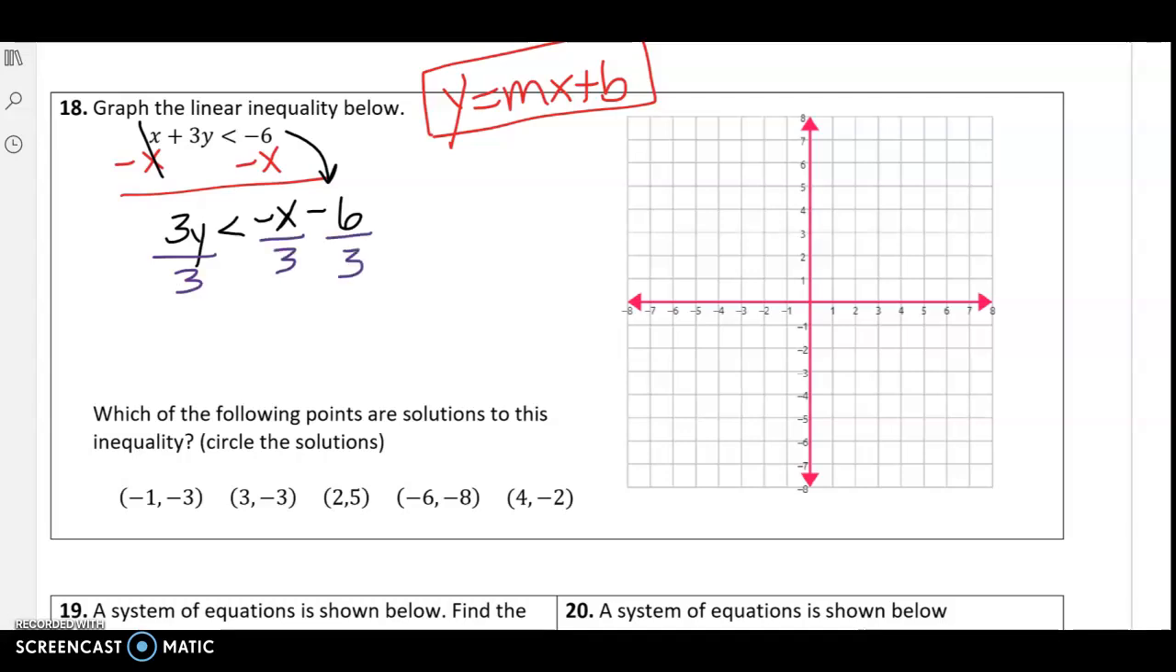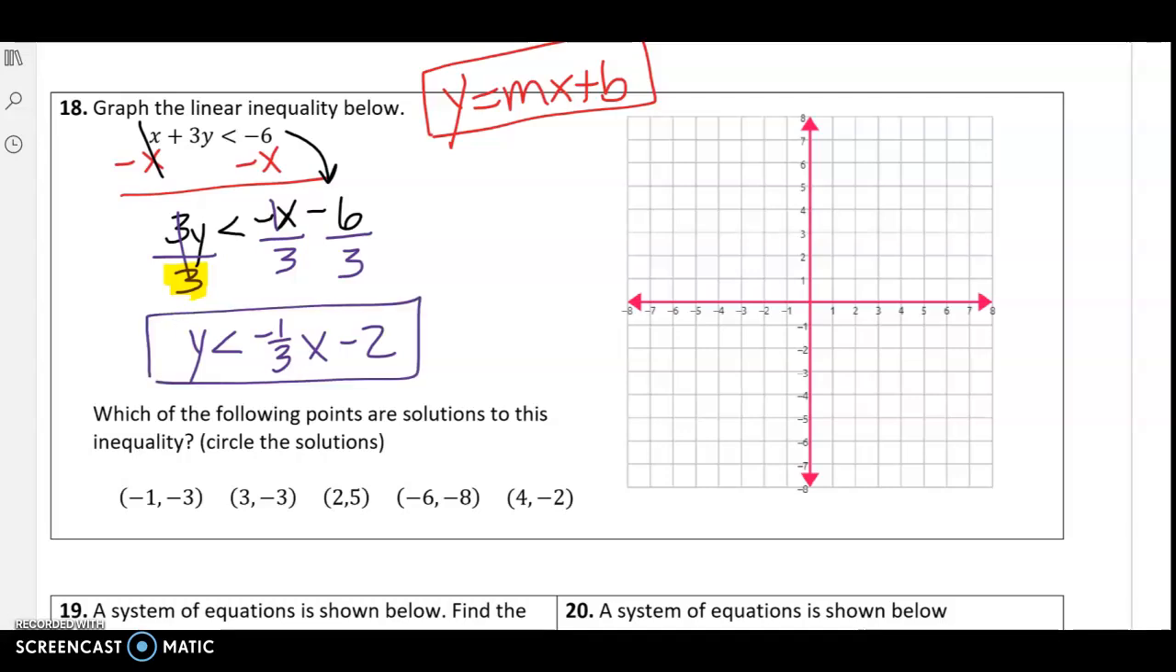So 3 divided by 3 is y. We do not flip the symbol because we divided all of them by a positive number. So the symbol does not flip. It will stay a less than symbol. Remembering that there is a 1 here in front of the x, so it is negative 1/3. And negative 6 divided by 3 is negative 2.